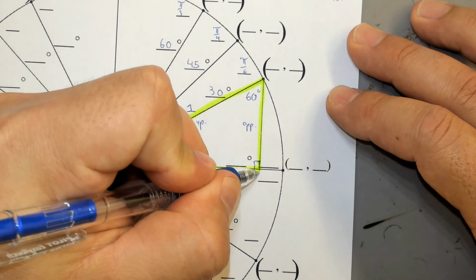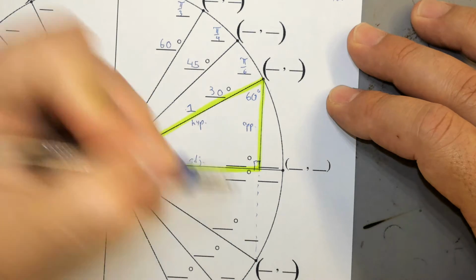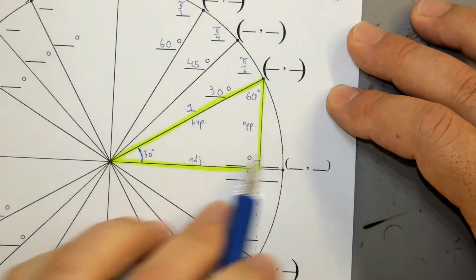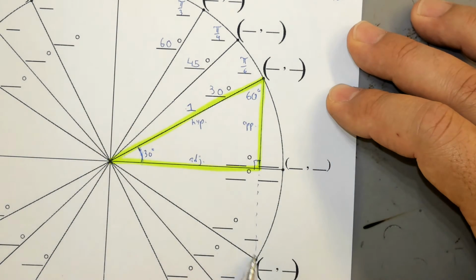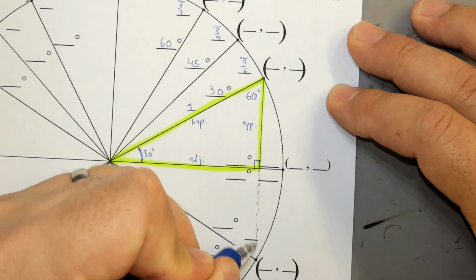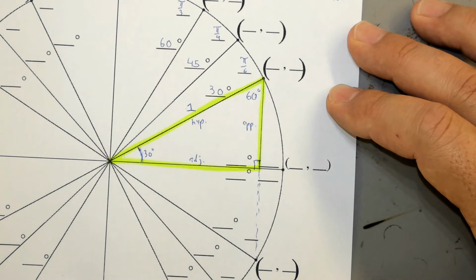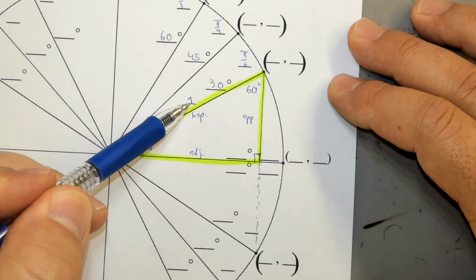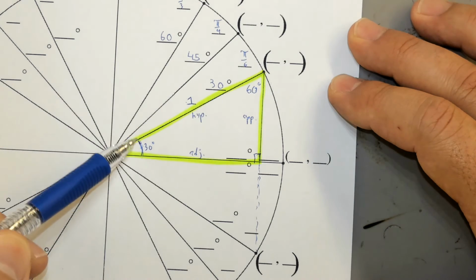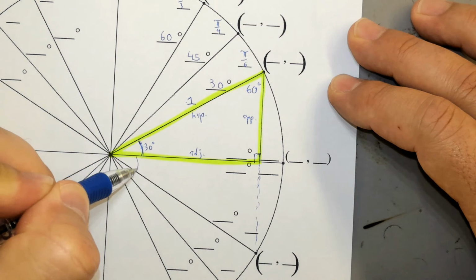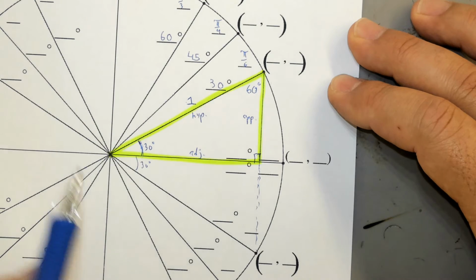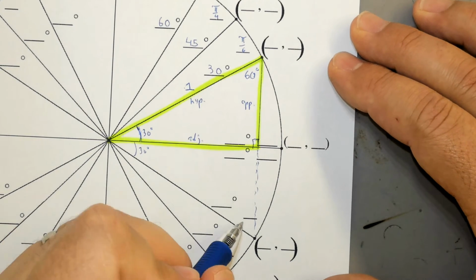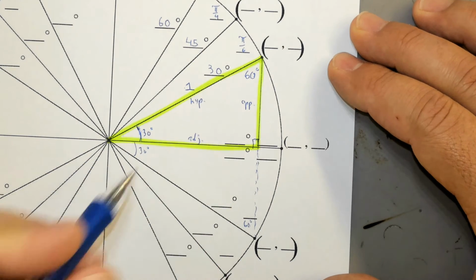If you would extend this triangle, if you would extend this side of the triangle all the way over here, then you will notice that we have an equilateral triangle. We have 60 degrees, 30, this would also be 30, right? And then this would be 60 degrees.